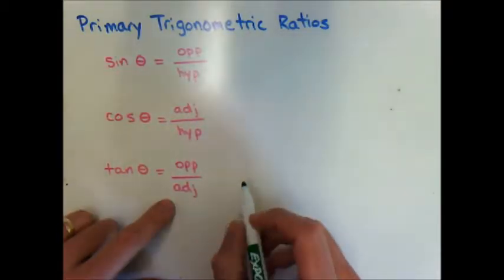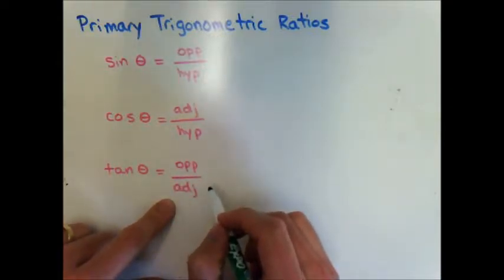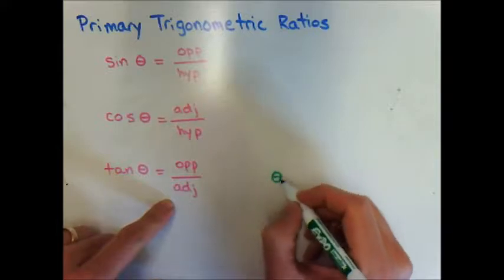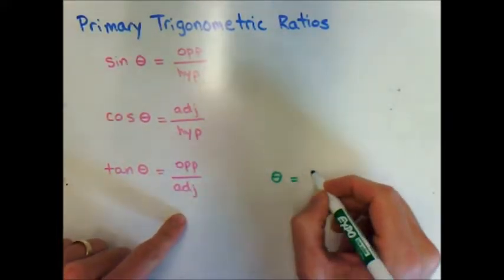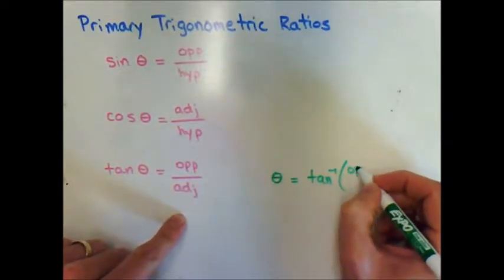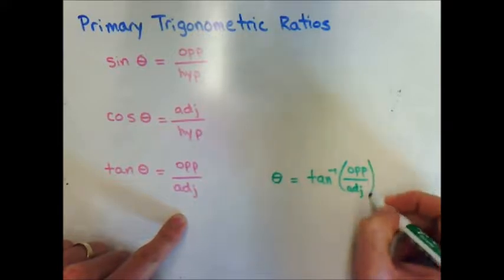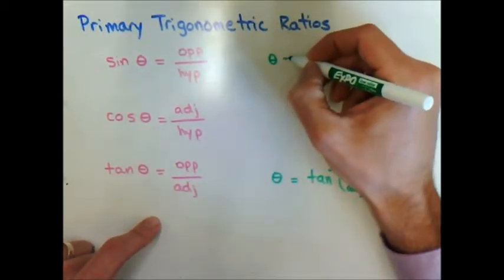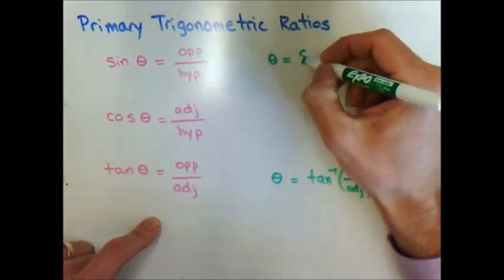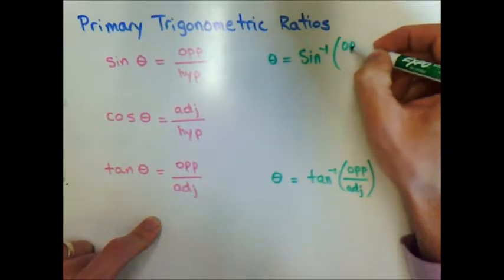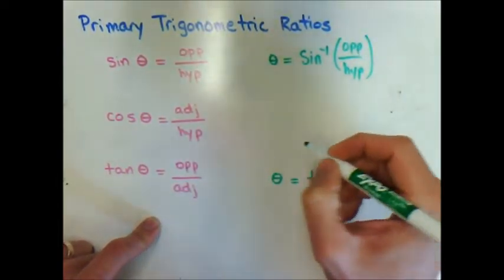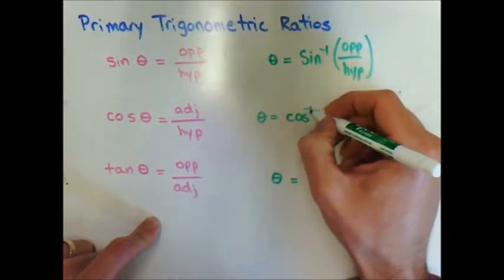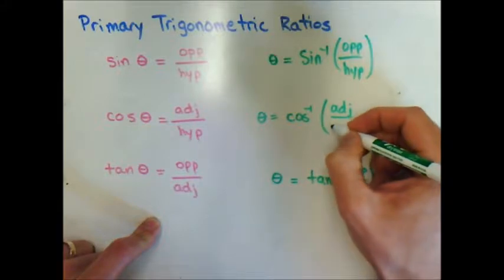We also discovered that we could, if we knew the ratio, just plug the ratio into our calculator using the inverse function of tan. So another note here that might be helpful is that in this case, theta is equal to the inverse tan of the opposite side over the adjacent side. And the same remains true when we're talking about sine and cosine. The measurement of angle theta is equal to the inverse sine, or sine inverse, of opposite over hypotenuse. And for cosine, of course, the measure of angle theta is equal to cosine inverse of the ratio adjacent over hypotenuse.